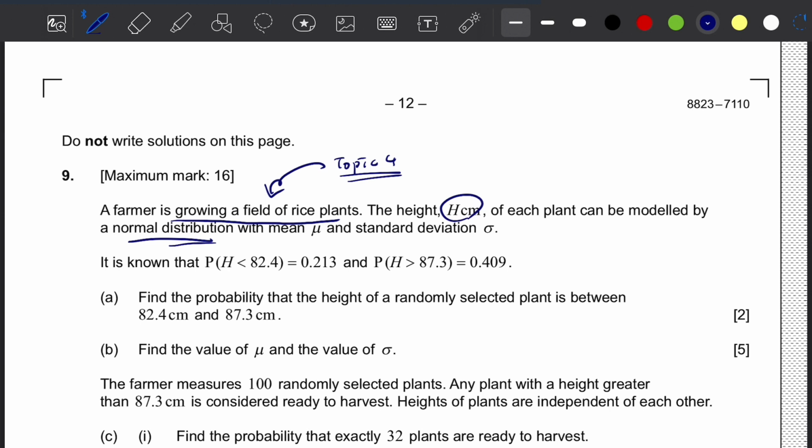So there's another piece of information here. It is known that the probability of height less than 82.4 is 0.213. The probability of height bigger than 87.3 is equal to 0.409. So question A, we need to find the probability that the height of the randomly selected plant is between 82.4 centimeter and 87.3 centimeter. Since we have a normal distribution, right? Because we are just talking about one variable.